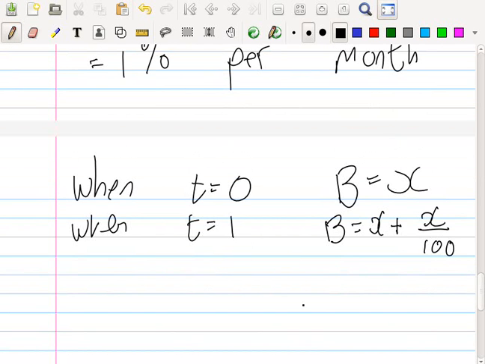Now, let's clean this up a little bit. This will equal 1 plus 1 over 100, times X. And if you type in on your calculator 1 plus 1 over 100, you'll get 1.01X.